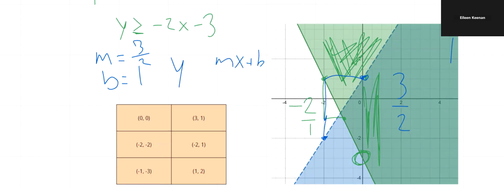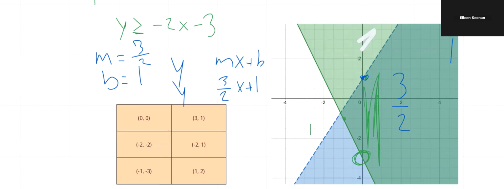So y equals something we don't know yet, 3 over 2x plus 1. Now, is this going to be greater than or less than? Well, let me erase some of this stuff so we can see the graph a little bit more. Okay, so are we shading above? Is the blue shading above or below our y-intercept? Is it where our y numbers are getting bigger or smaller?